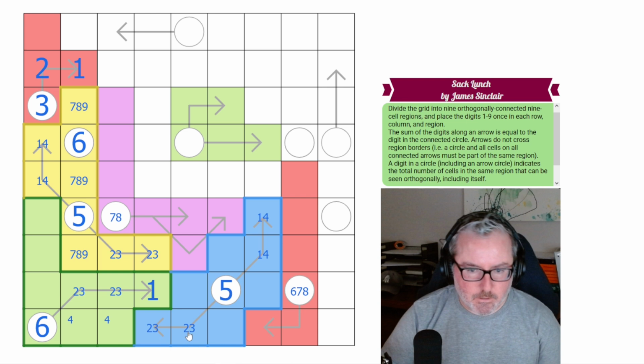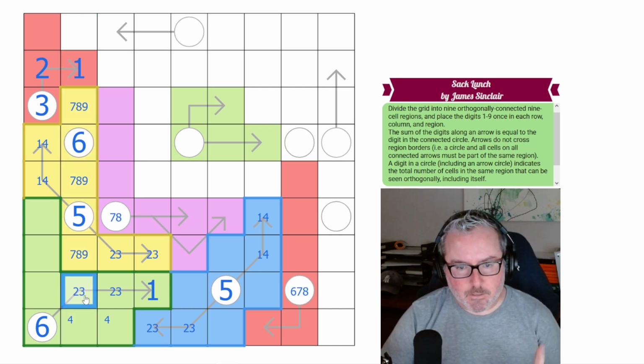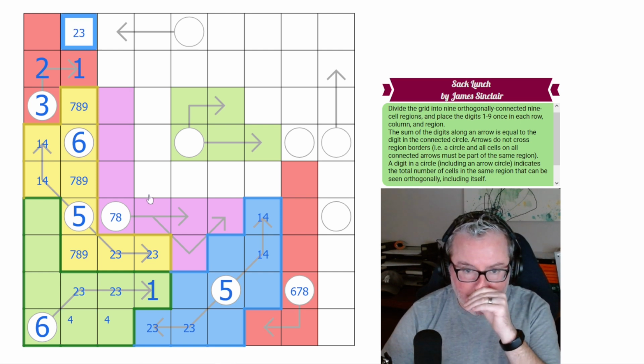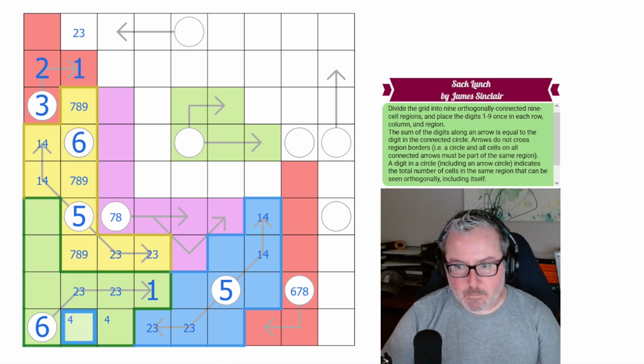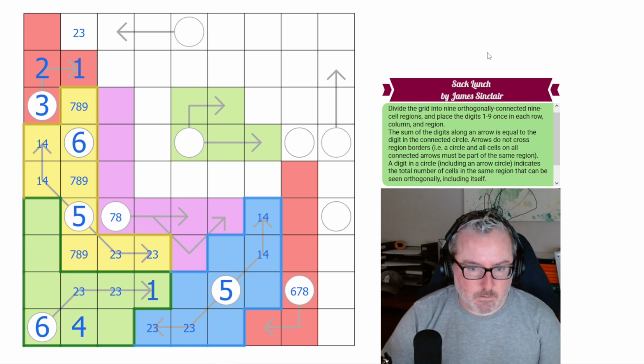Oh, I actually just saw something else with this column. The only digits we have left are 2, 3, and 4. We have one of the 2s or 3s here. This one can't be another 2, 3, so the 2, 3 has to be up here, and therefore this has to be a 4. I don't think that does much for us, but it does give us something.